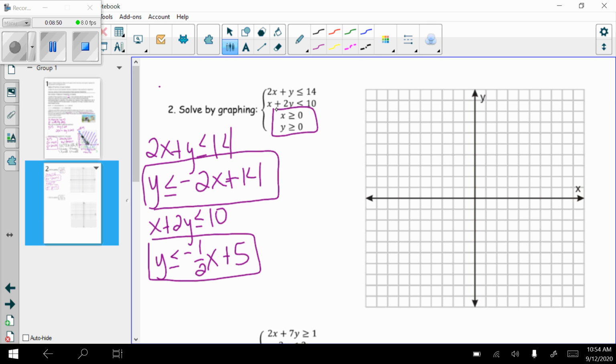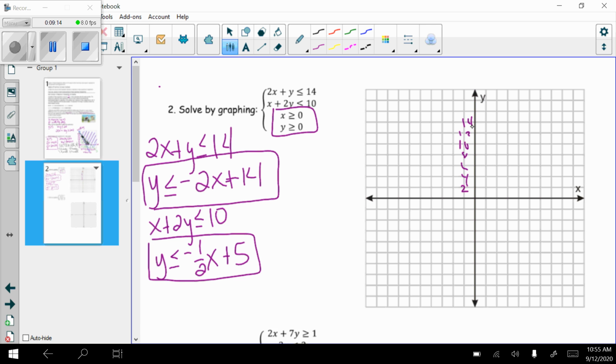Again, I'm going to go ahead and change my scale. The bottom, my x's, I can keep in by 1s, but my y's, since I need to go up to 14, again, I'm going to go by 2s. So this would be 2, 4, 6, 8, 10, 12, and 14.